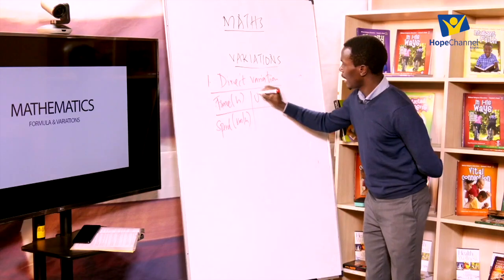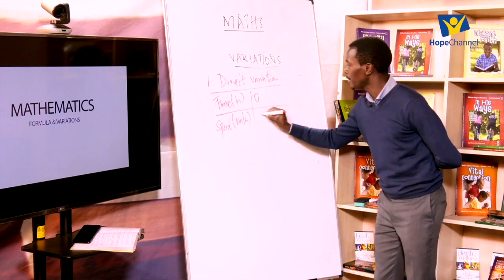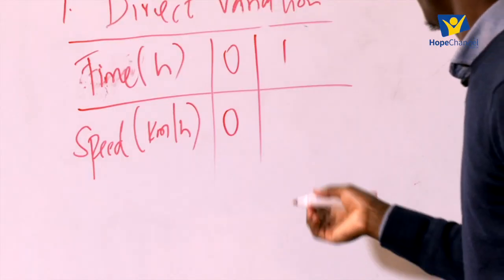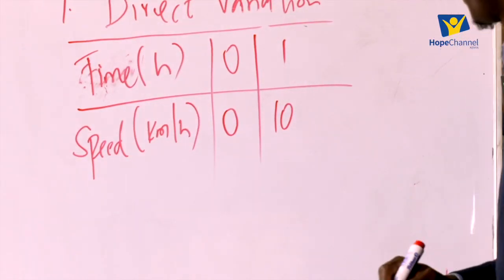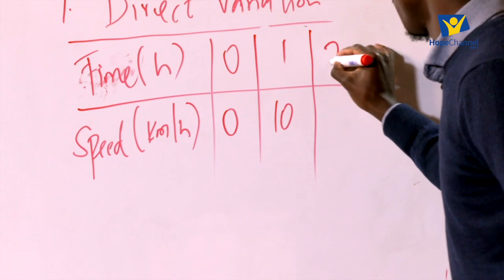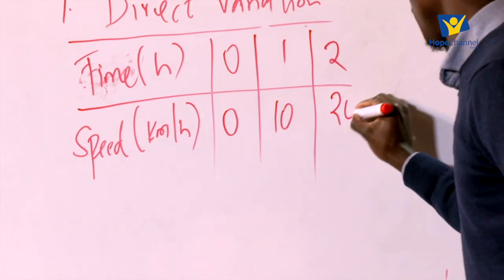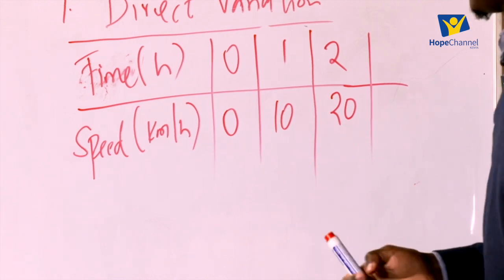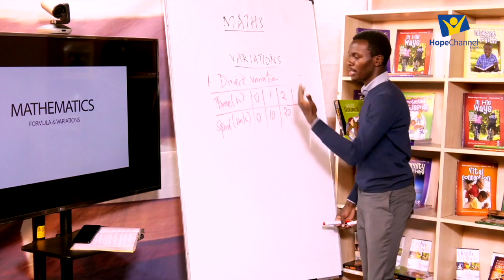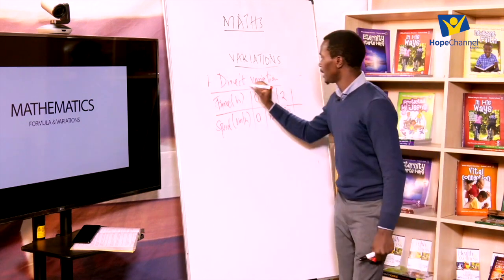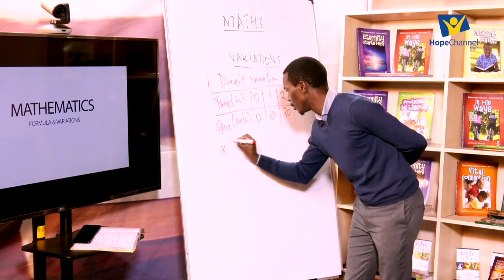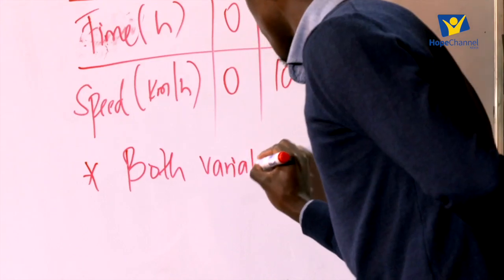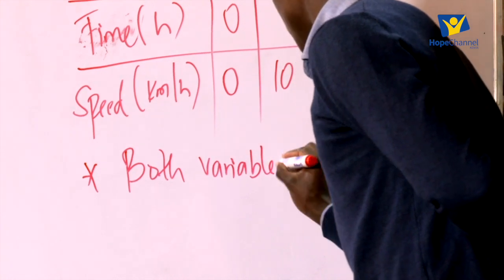So at time 0 hours, the speed of the vehicle is 0. After 1 hour, we can say maybe the speed of the vehicle is 10 kilometers per hour. After 2 hours, its speed, maybe it's 20 kilometers per hour. So basically what it's telling us here is that as time is increasing, speed is also increasing. So in direct variation, both variables are increasing.